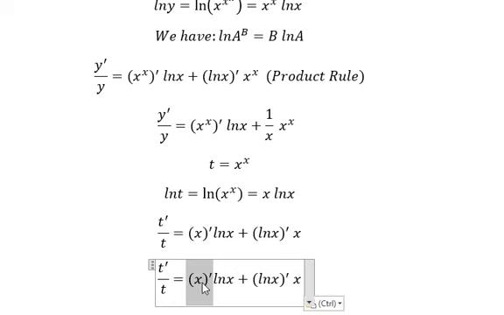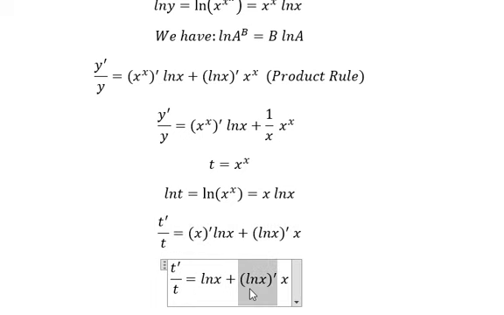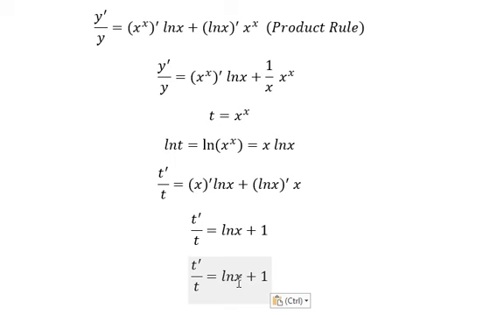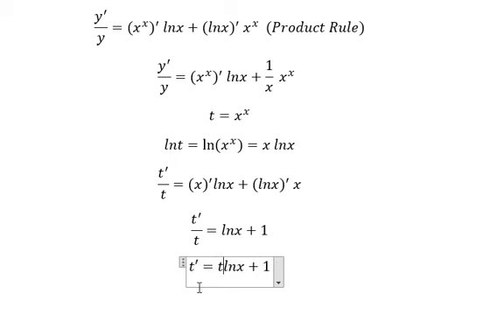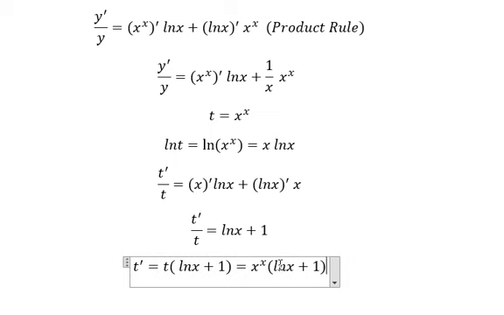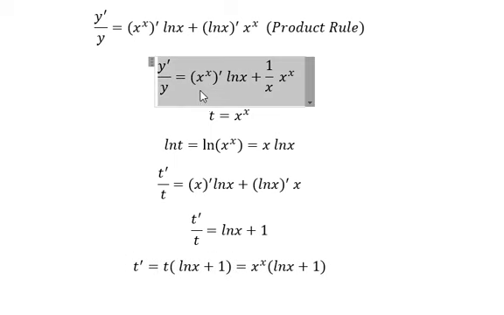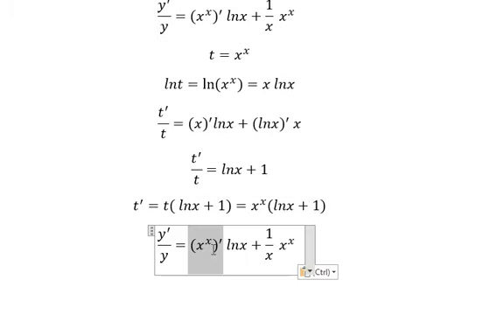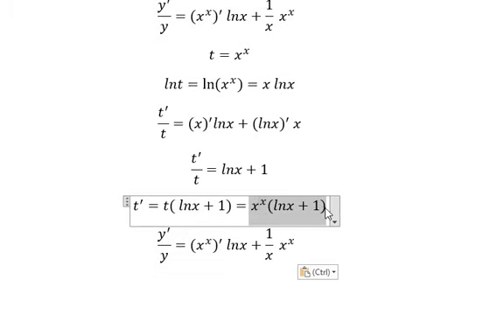This one we have number 1. This one we have 1 over s. So we simplify this and we have number 1. Later, we multiply both sides by small t in here. So t is this one. Now we go back in here. So the first derivative of this one is this one.